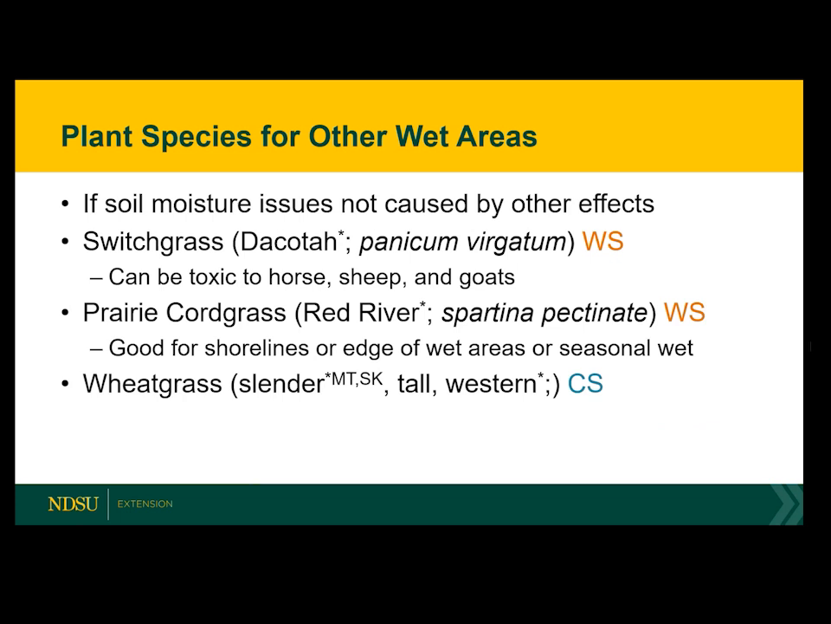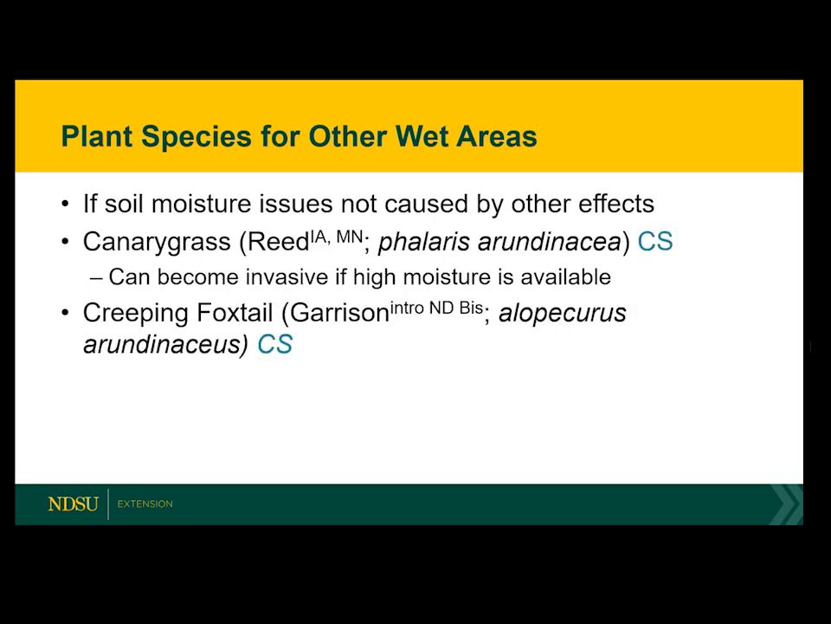The slender works really well with that, and it's Montana, Saskatchewan native. They have varieties from them that you can get. Tall and Western. Western's also a native. This is a cool season, so it's going to grow a little bit timing. So if you mix these together, you can get different timings of the year. Then I have 2 other species.